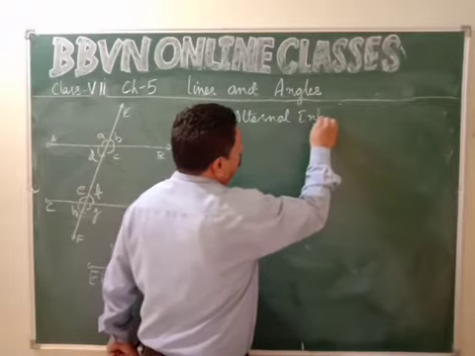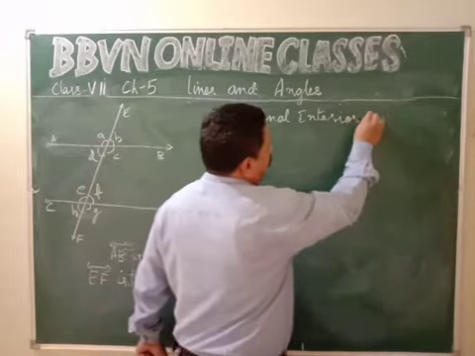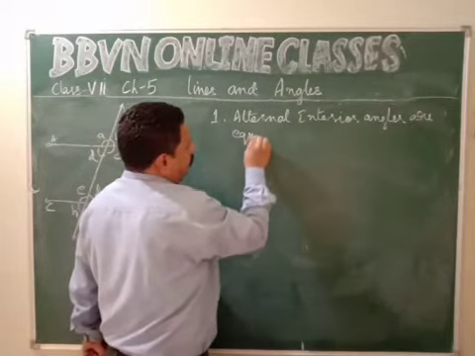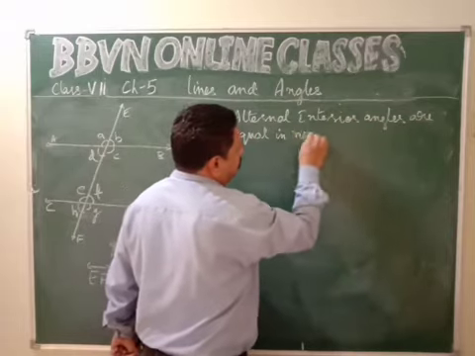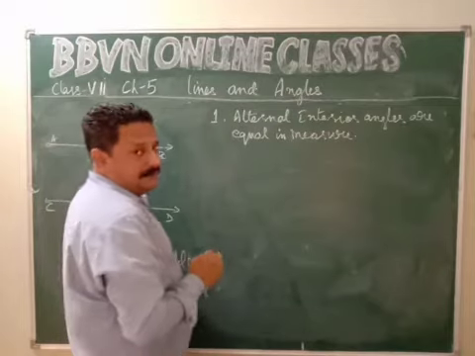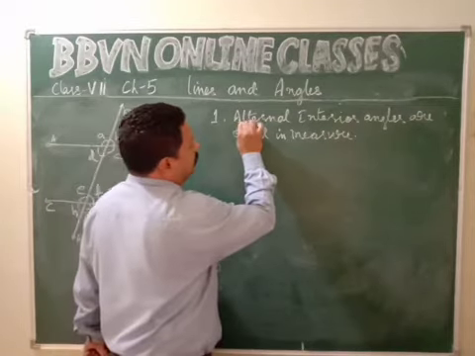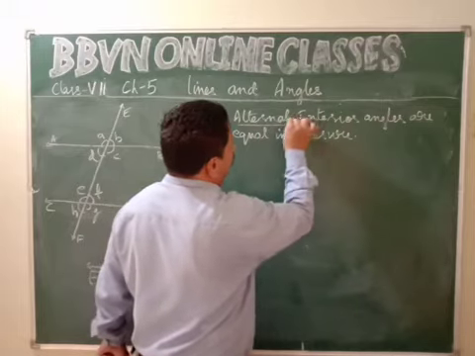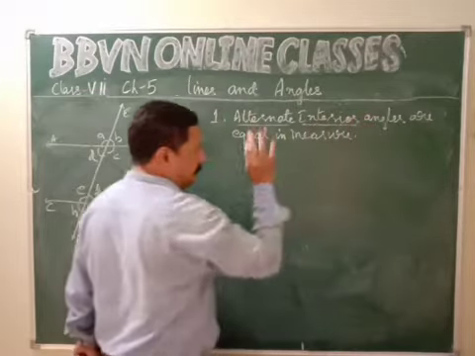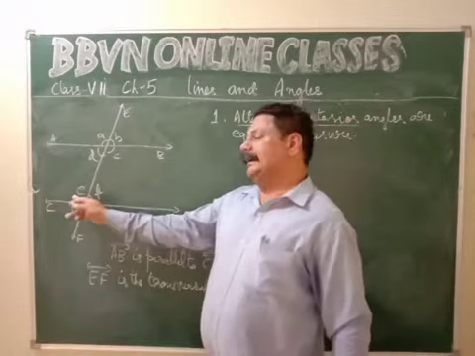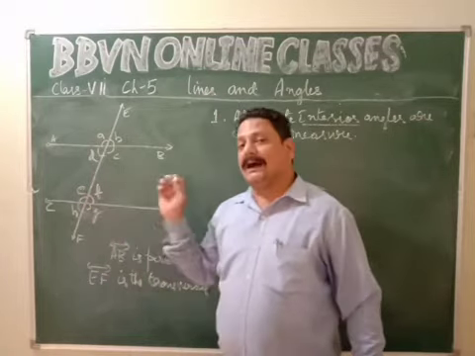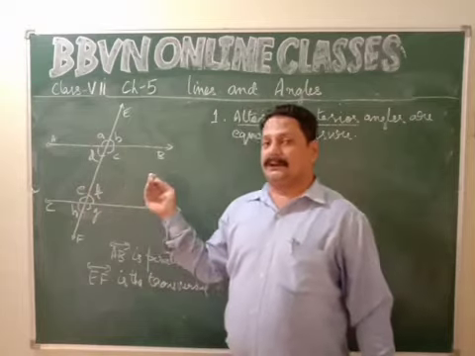Alternate interior angles are equal in measure. Their measure will be equal. Now see, carefully understand the word alternate interior. Interior means inside. So we have 4 angles which are interior. Alternate means here I see the transversal. The angles must be on the alternate side of the transversal.